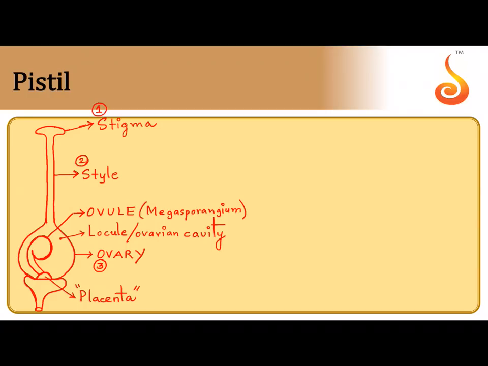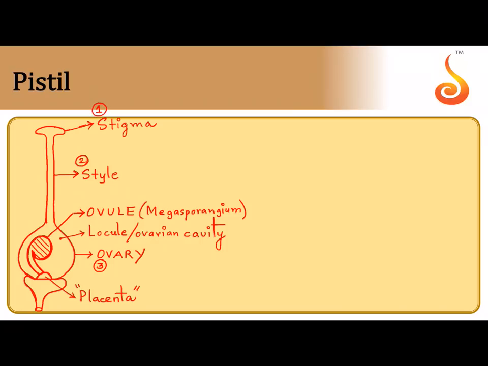Is that clear to all of you? So sitting inside the ovary, there is a structure. We will discuss this structure in great detail in this chapter, in this particular lecture. This structure which is sitting inside the ovary is referred to as the ovule. The technical term for ovule is the megasporangium.